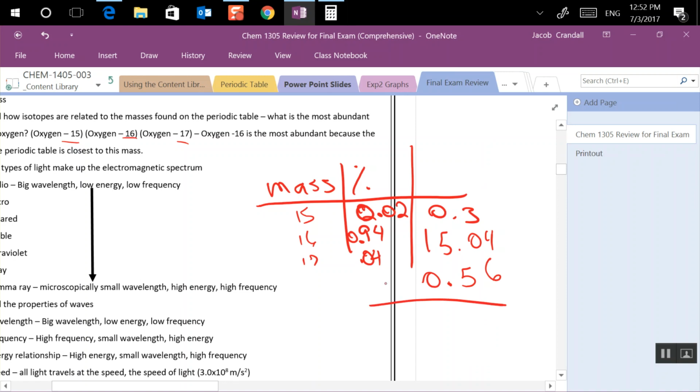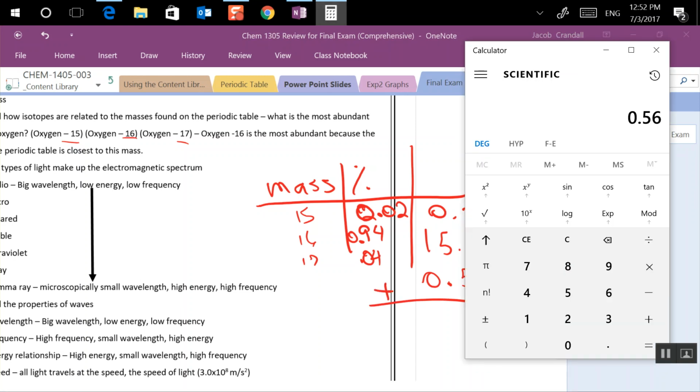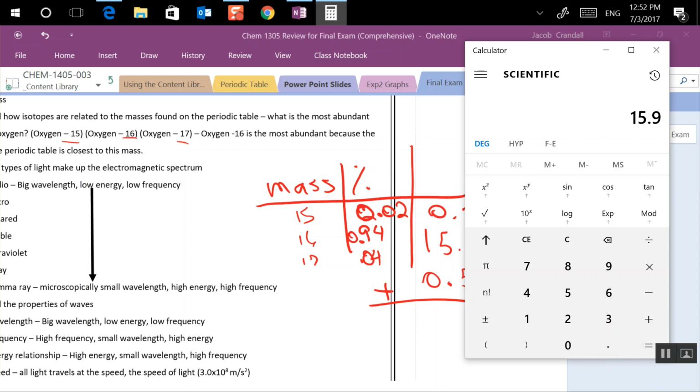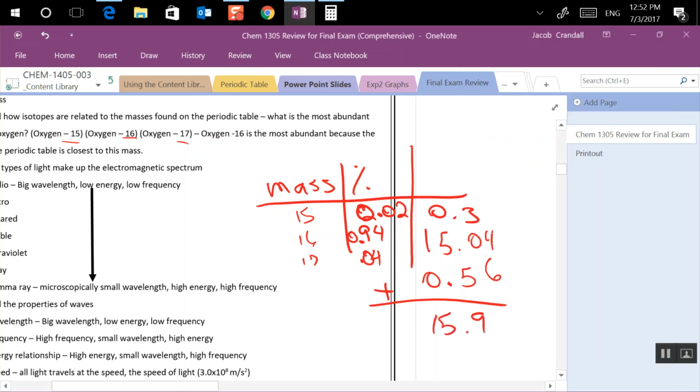And then I just add them together. 0.56 plus 15.04 plus 0.3. Okay, which should be around what I'm seeing here on the periodic table, if it's something on the periodic table, if it's not a theoretical element. Okay, that's how I'm going to find the percent abundance, the average atomic mass. So I'm going to say this is the weight.